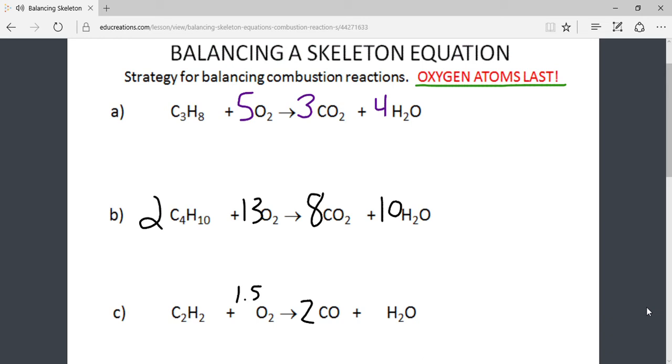Recall that the half can be easily eliminated by multiplying each of the coefficients by 2. Therefore, in front of C2H2, we place the coefficient of 2. The 1.5, when multiplied by 2, becomes 3. The 2 in front of CO, when multiplied by 2, becomes 4. And the 1, or the assumed 1 in front of H2O, simply becomes 2. We've now balanced the equation, employing the strategy by doing the oxygen atoms last.